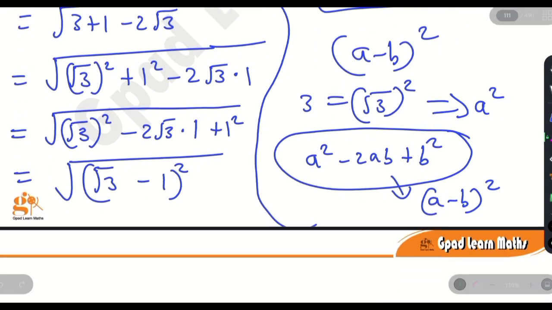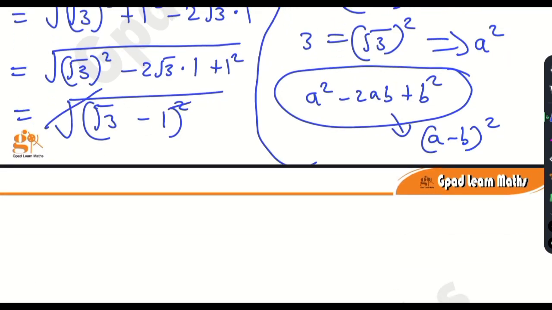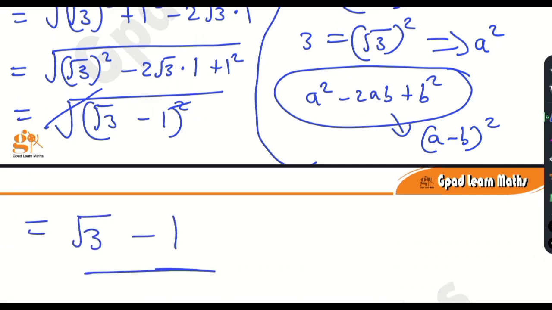So we are now going to do one more thing, and that will be all. This square root will cancel this square, and you simply have root 3 minus 1 as the solution when you simplify that radical expression.